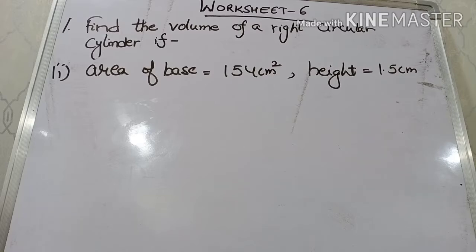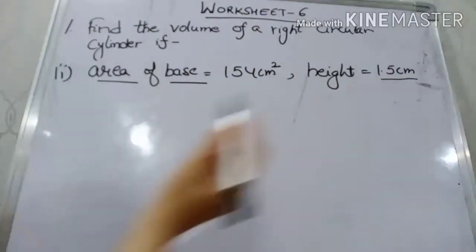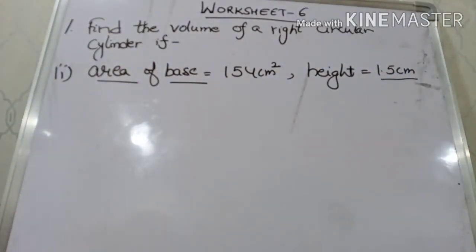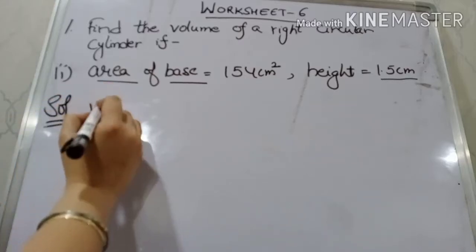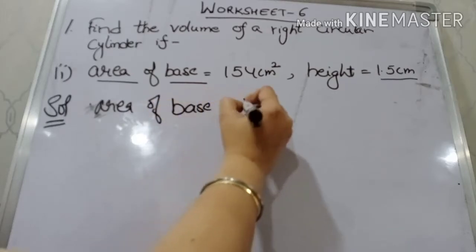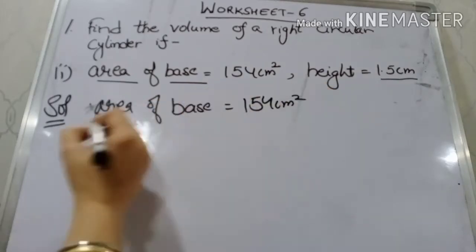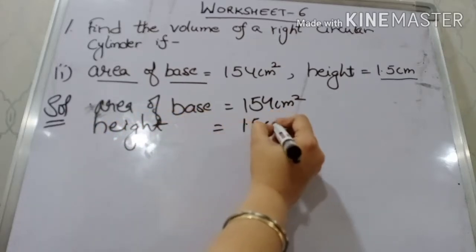In the second part, they have given you the area of base. Area of base is equal to 154 centimeter square and the height is 1.5 centimeter. Now both the units are the same, both are in centimeter. We know that volume is equal to area of base into height. What they have given, area of base is equal to 154 centimeter square. Height is equal to 1.5 centimeter.